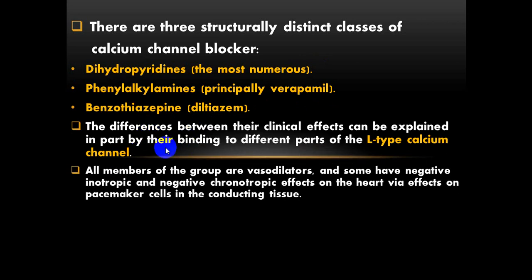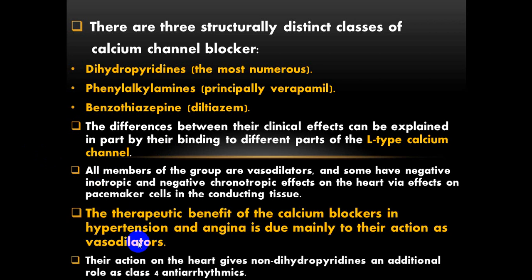So what are the differences between these types? The differences between their clinical effects can be explained in part by their binding to different parts of the L-type calcium channels. The differences in binding of these classes to the L-type calcium channel result in the differences in their clinical effects. The therapeutic benefits of calcium blockers in hypertension and angina are due mainly to their action as vasodilators.